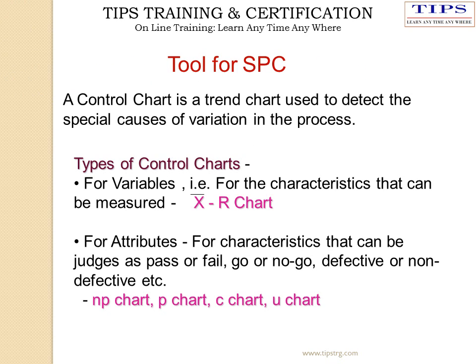Tool for statistical process control. A control chart, which is a tool for statistical control, is a trend chart used to detect the special causes of variation in the process. There are two types of control charts which are used for statistical process control. One, variable control chart, and second, attribute control chart. Under variable control chart, X bar R chart is used. Under attribute control chart, NP chart, P chart, C chart and U charts are used.